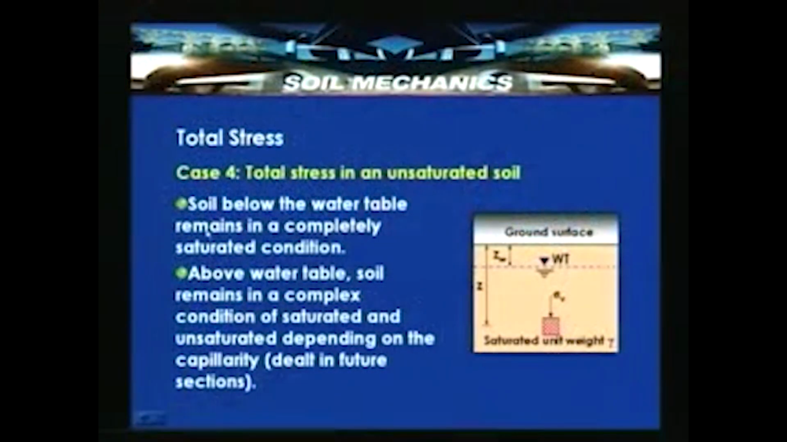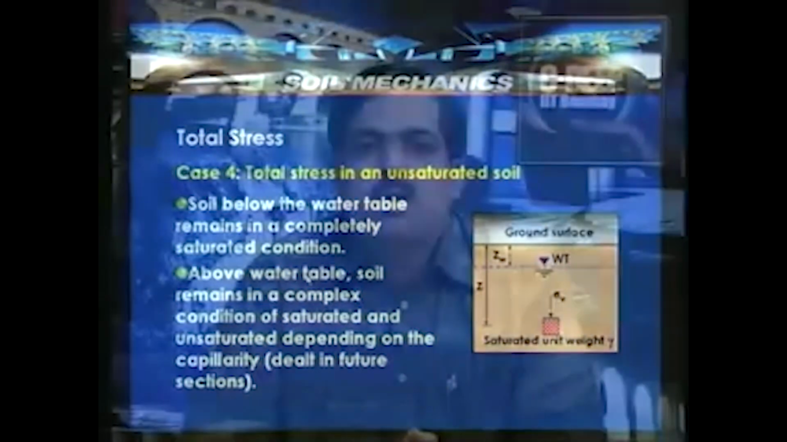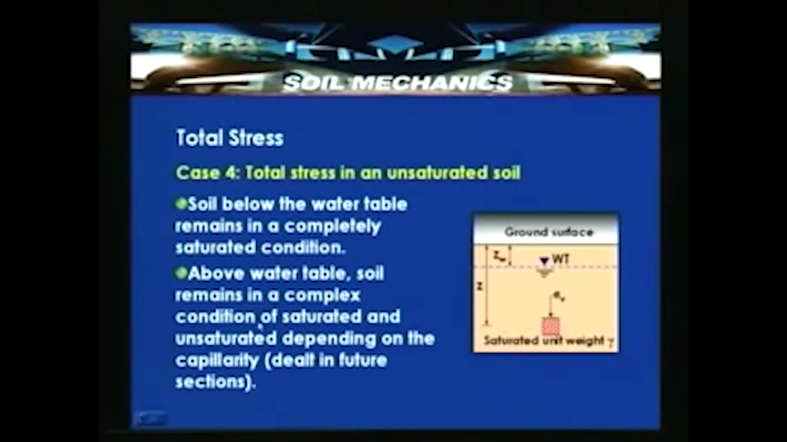Now, for case 4 of the determination of total stress, let us consider the total stress in an unsaturated soil or partially saturated soil. Soil below the water table remains in a completely saturated condition. That is what we have discussed in the beginning of this lecture. The soil below the water table remains in a completely saturated condition, and above the water table soil remains in a complex condition of saturated and unsaturated depending on the capillarity, which will be dealt with in future lectures.